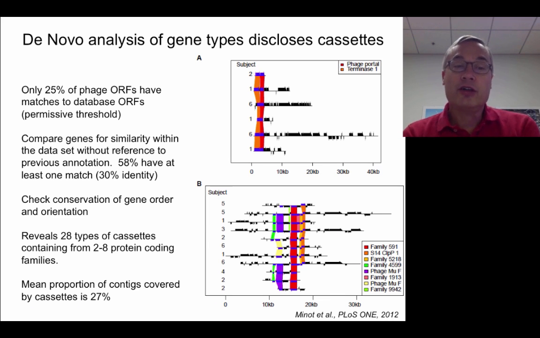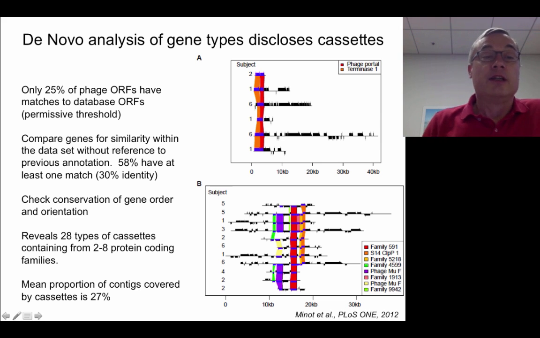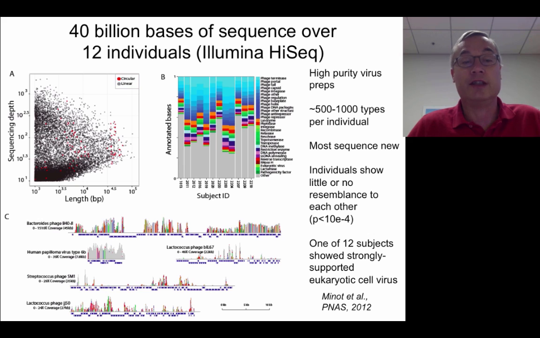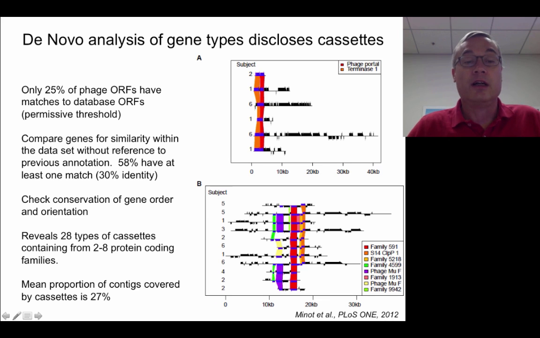So if we work hard, we can do better at understanding or identifying genes in our viral collection that are present in the databases and try to understand more about them. So only 25% of the phage open reading frames, that is inferred genes, in our data set have matches to database open reading frames using a relatively permissive threshold. So we compared genes for similarity within the data set over these 40 billion bases of sequence, this very large number of contigs. And we do a little better, actually, comparing within the data set, just because it's so large. We found that 58% of genes had at least one match at that level of 30% identity, a permissive threshold.